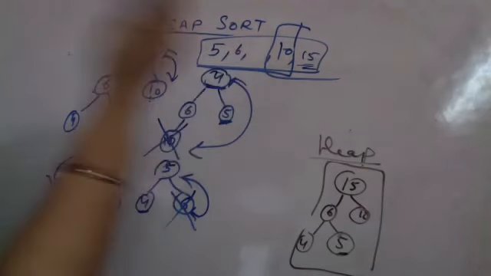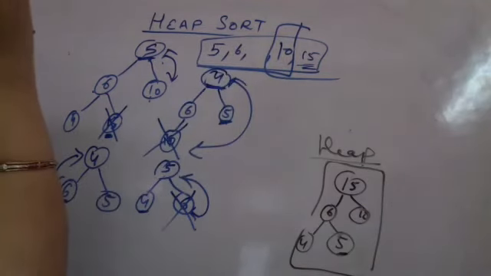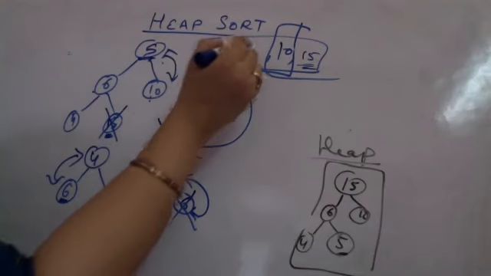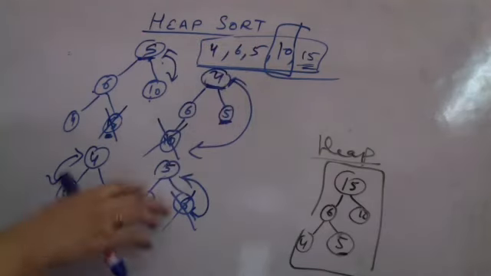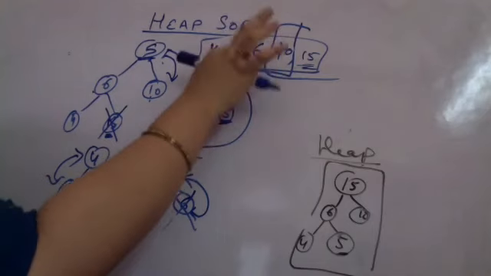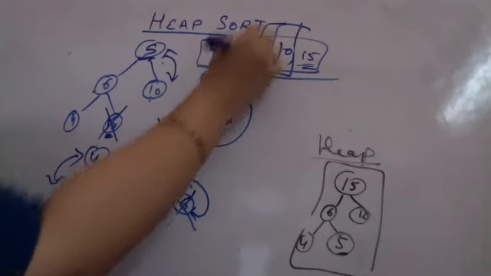The position of 4 is not correct in this. I have done something wrong. So 4 had come here, then 4, 6 and 5 were there. So now I am saying exchange 6 and 5 so that 6 comes here, 5 comes here and delete this.